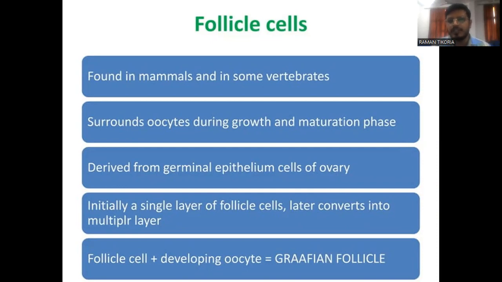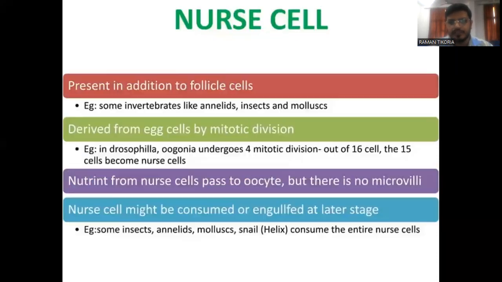They are derived from germinal epithelium cells of the ovary. Initially a single layer of follicle cells, later converted into multiple layers, as I explained, theca interna and theca externa. Follicle cells, along with the developing oocyte, are known as Graafian follicles.